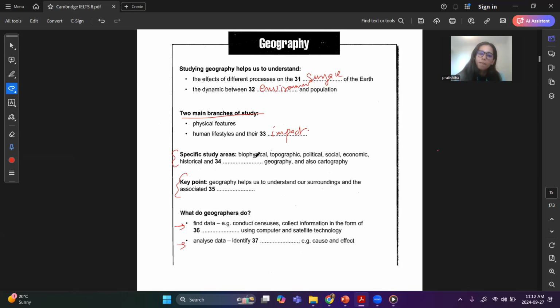throughout the semester. These include biophysical geography, by which I mean the study of the natural environment and all its living things. Then there's topography. That looks at the shapes of the land and oceans. There's the study of political geography and social geography too, of course, which is the study of communities of people. We have economic geography, in which we examine all kinds of resources and their use, agriculture, for example.